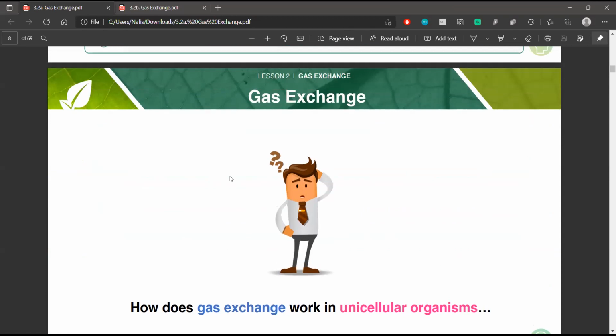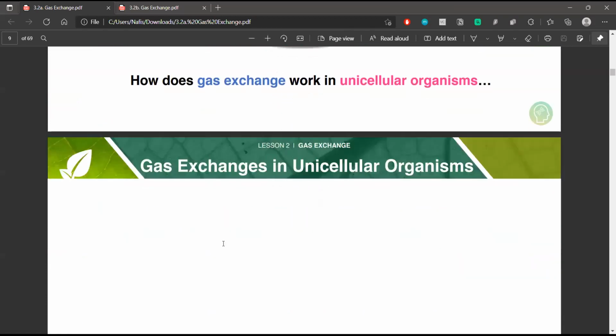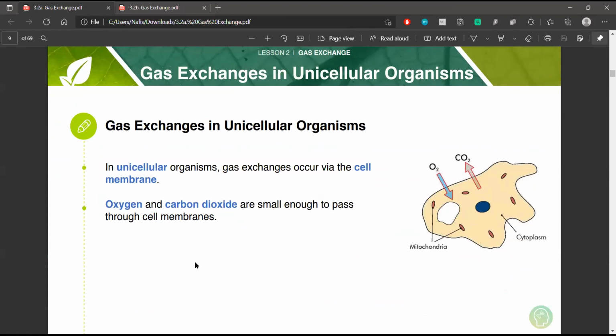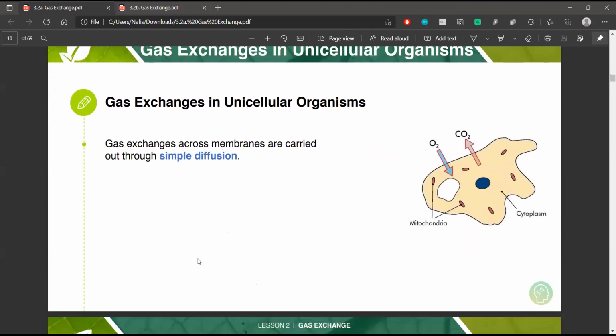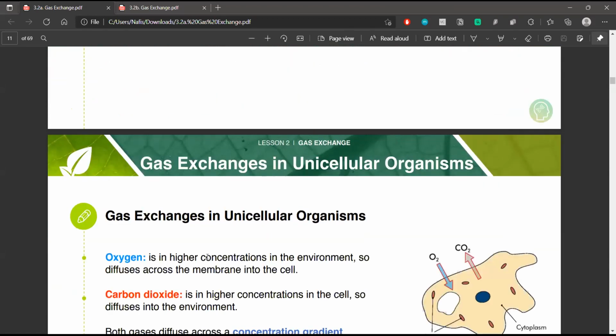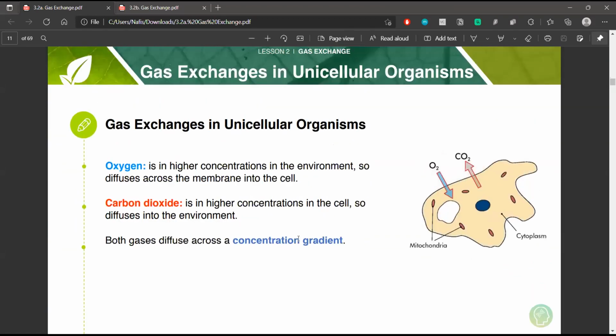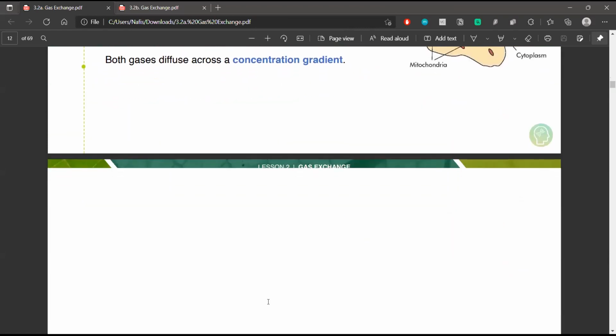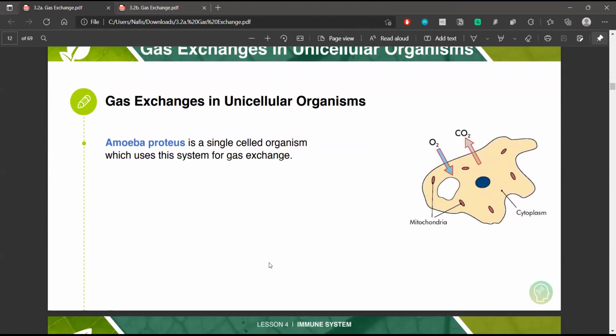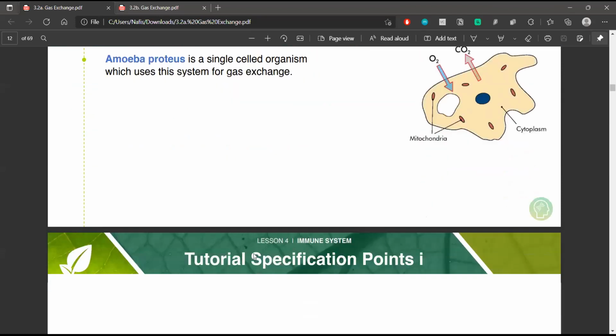So how does gas exchange work in basic unicellular organisms? Well, we discussed this earlier. Gas exchange works only via the cell membrane. Oxygen and carbon dioxide are small enough to pass through, and they don't need any complex system. They basically get all their nutrients through diffusion alone. And this is done through diffusion gradients, which we know about. Amoeba proteus is a single-celled organism which uses this system for gas exchange, for example. So an amoeba is another example of one that uses this system.